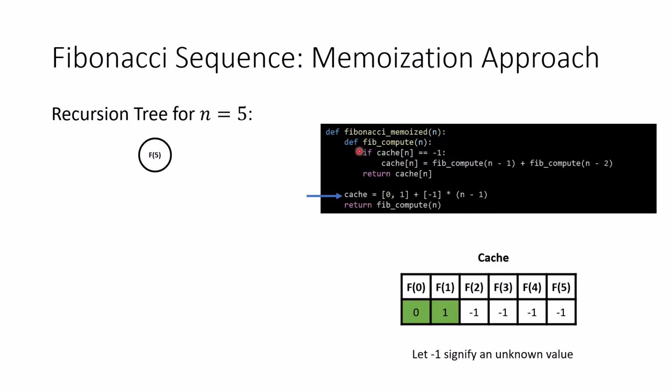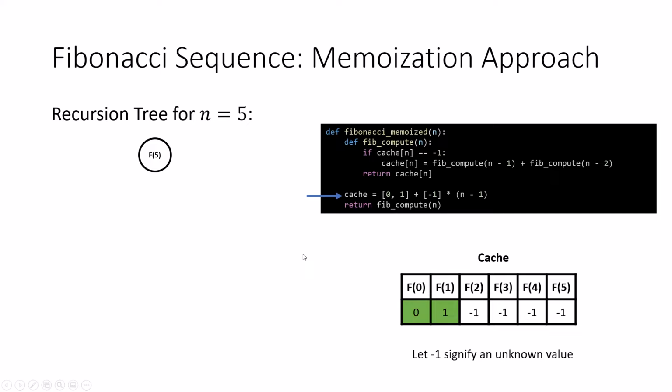Now the reason I'm putting a function within a function here is just to take advantage of the fact that cache will basically be like a global variable for me. So whenever I'm modifying cache inside this function, I'm actually going to modify it no matter where I am in my fib compute recursion level, because cache is just a global variable.